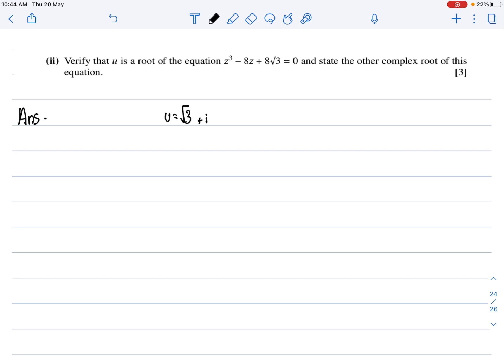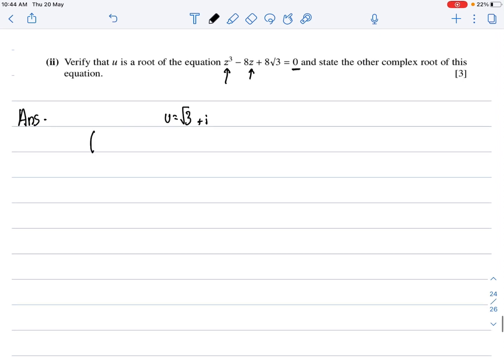Now I need to verify that u is a root of the equation z cubed minus 8z plus 8 root 3. That means whenever I put a root in the place of z here, the value I should get is 0. So what I'll simply do is write this as root 3 plus i, the whole cubed, minus 8 into root 3 plus i, plus 8 root 3. Now when I solve this and get my answer 0, I can verify that u is a root.